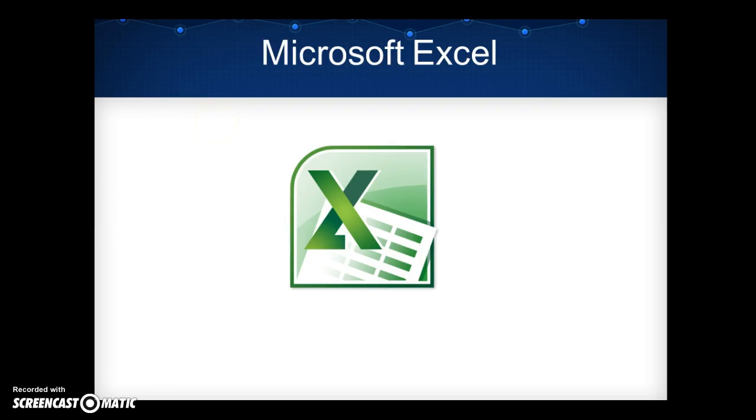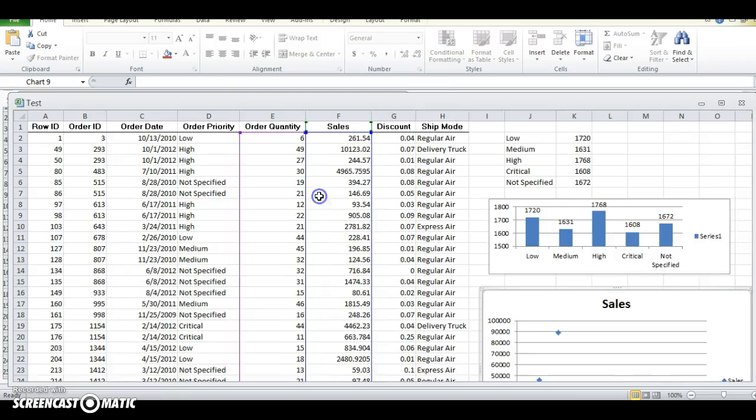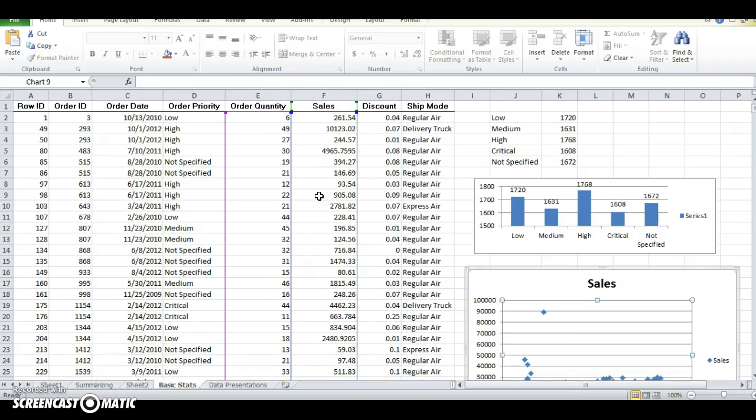So what we're going to do is jump right into Excel just to give you a sense of what I mean. And at this point, you can see here, we're at our table again.